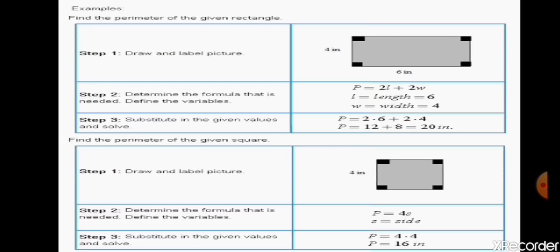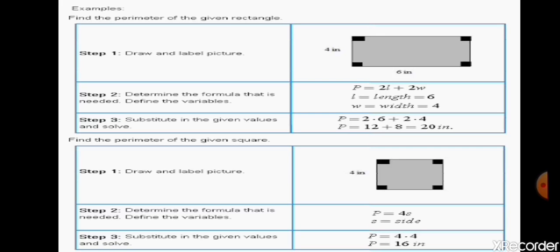First one is, find the perimeter of the given rectangle. The given rectangle length is 6 inch and breadth is 4 inch. The perimeter of a rectangle is 2 into length plus 2 into breadth, or we say 2 into (length plus breadth). Here we take 2 common.